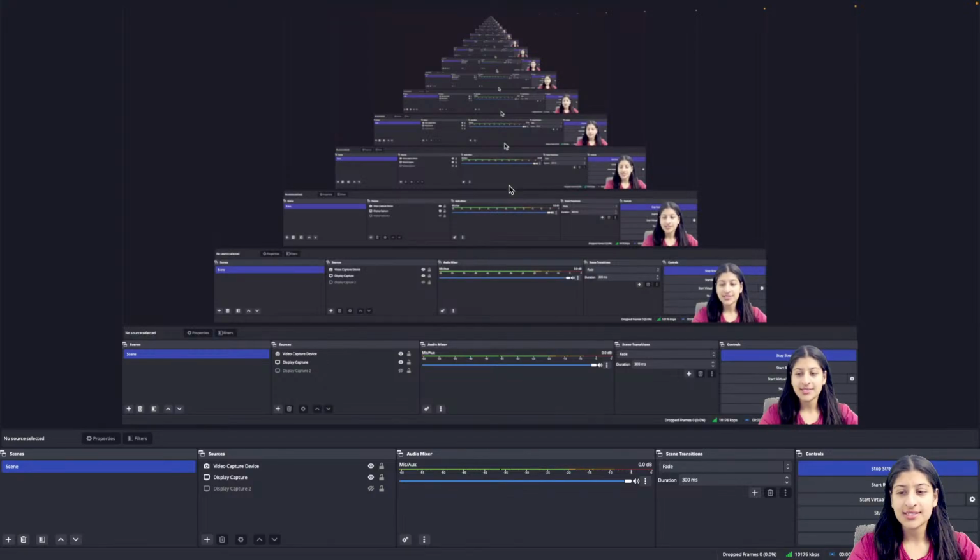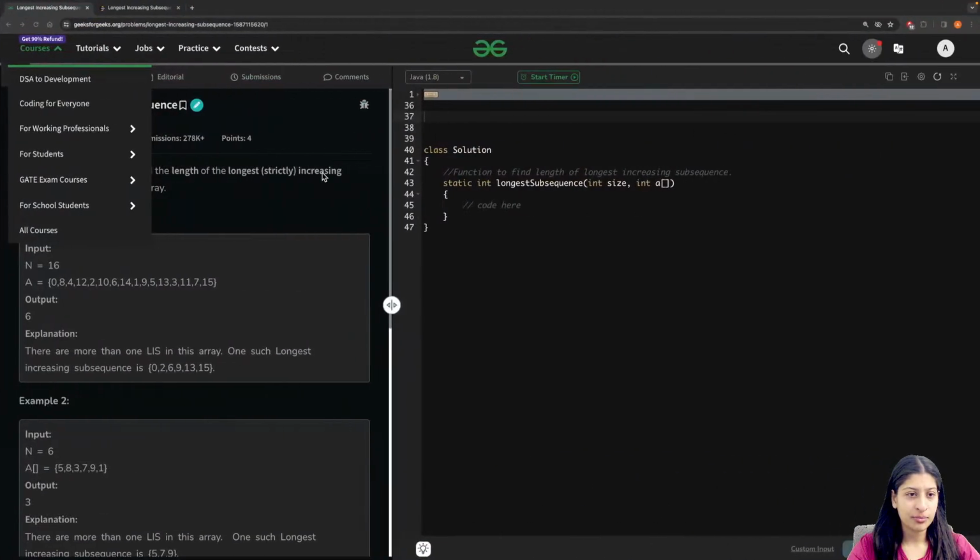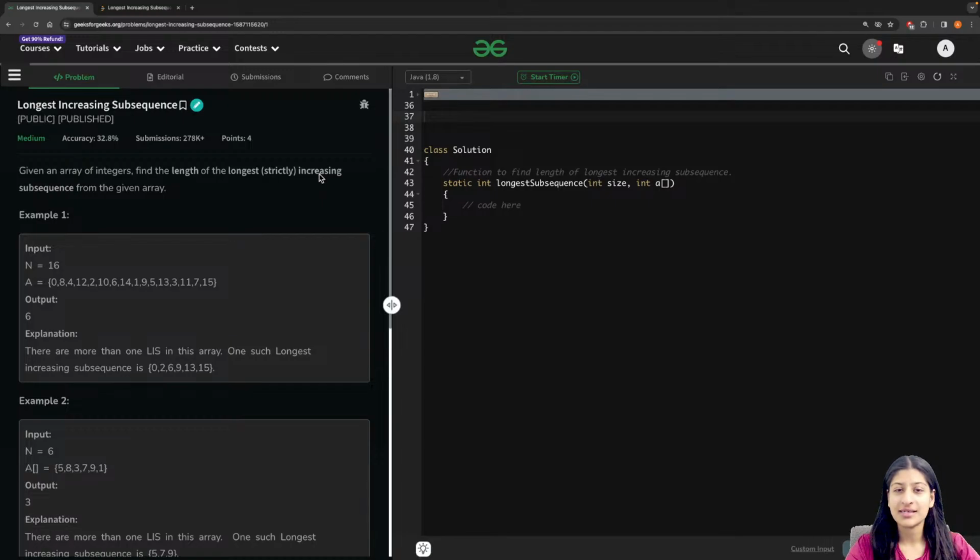So we are going to discuss another problem from our SD sheet since we have started dynamic programming. This is the next lecture that we are going to have. The problem is longest increasing subsequence.